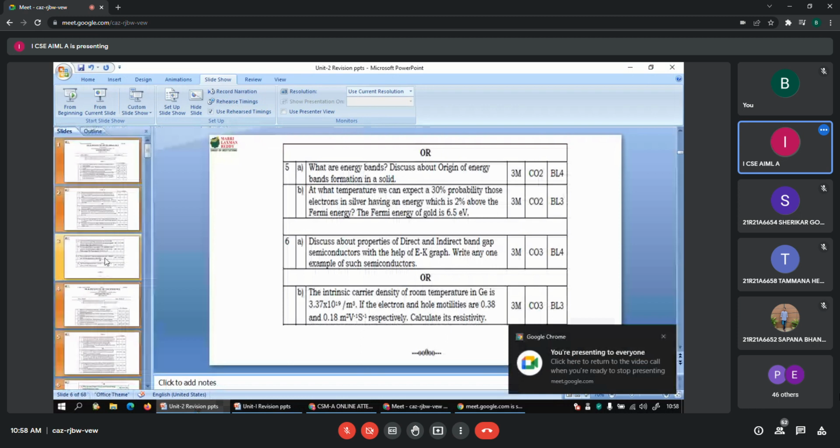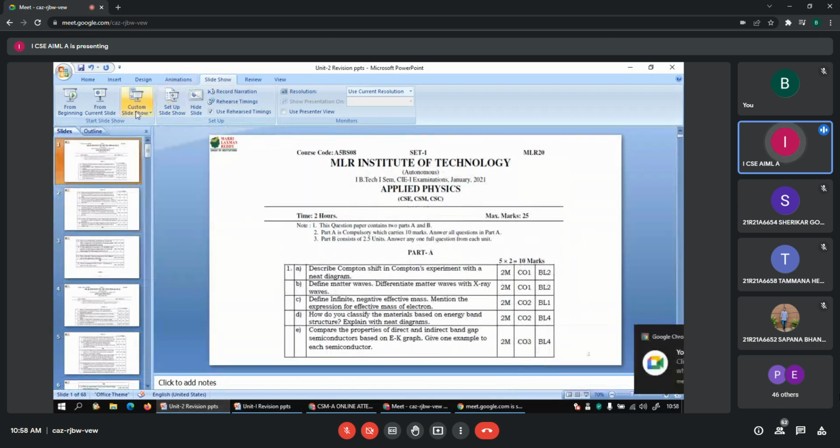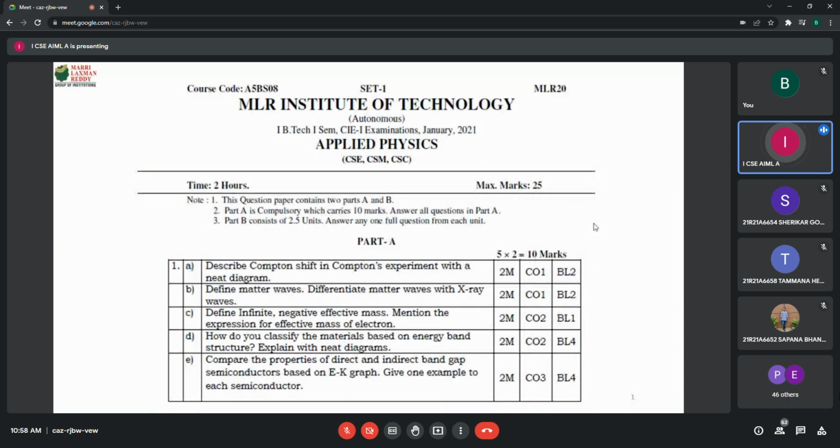So in unit 2, first, let me take the question paper itself. Set one and set two, how they were framed, how the questions are going to be asked. First, we will see. As you all know, part A will be there, short answer questions, and part A is compulsory, which carries 10 marks. Compulsory means here 1A and 1B from unit 1, 1C and 1D from unit 2, and 1E, this last question, is from unit 3, the first part. Already we have told about this.